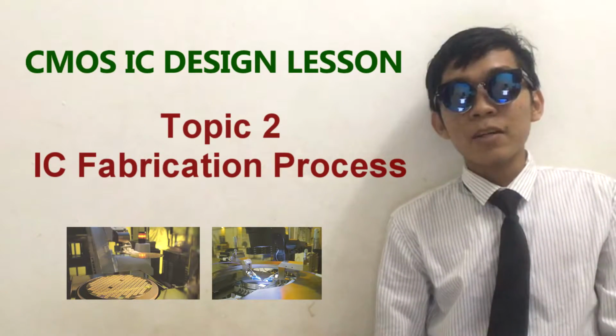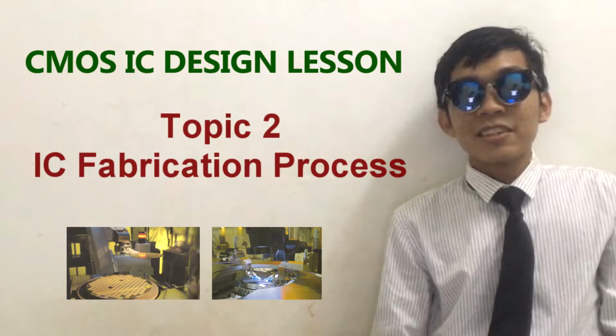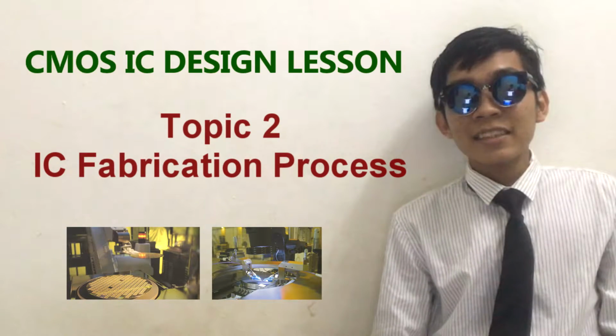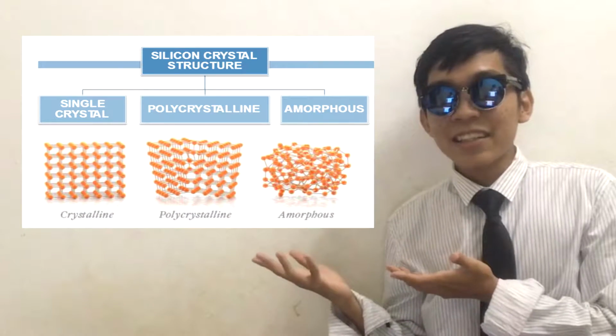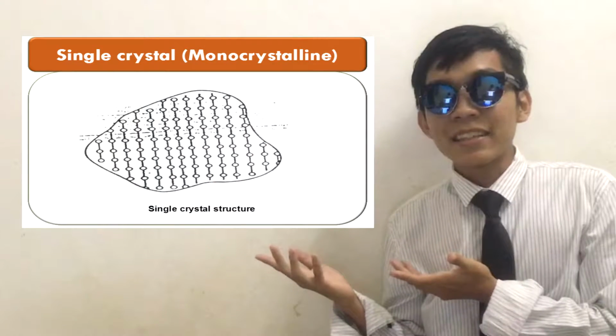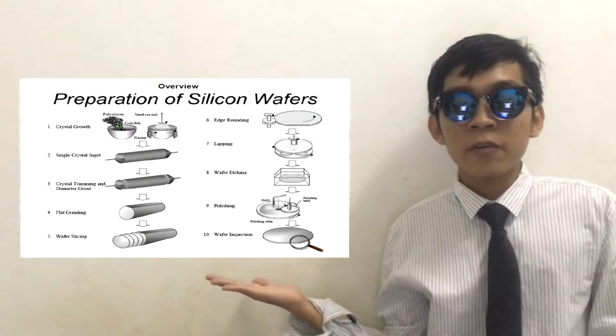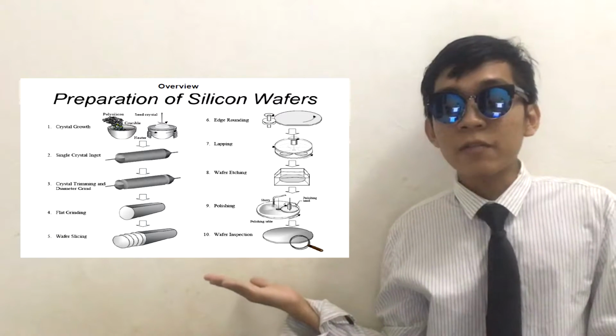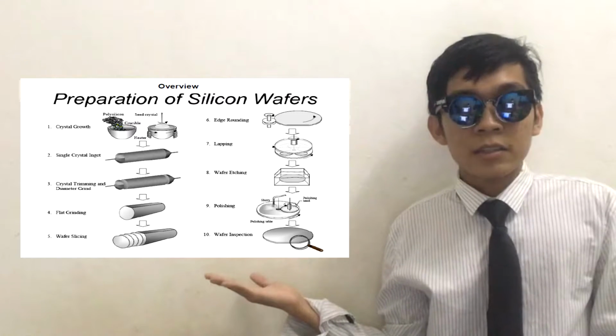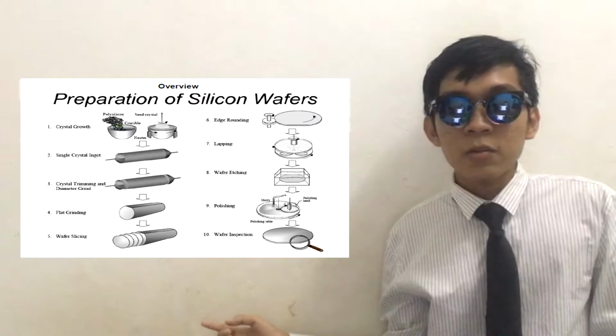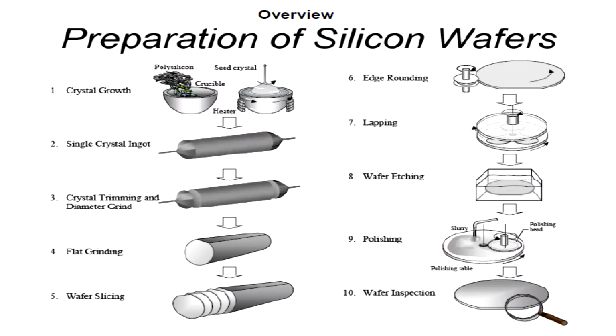Today's topic is about fabrication of CMOS IC, showing you how the IC is manufactured. First, I'm going to show you how a single silicon crystal is formed. There are three silicon crystal structures: single crystal, polycrystalline, and amorphous. This picture shows an overview of the preparation of silicon wafers, from crystal growth all the way to wafer inspection.